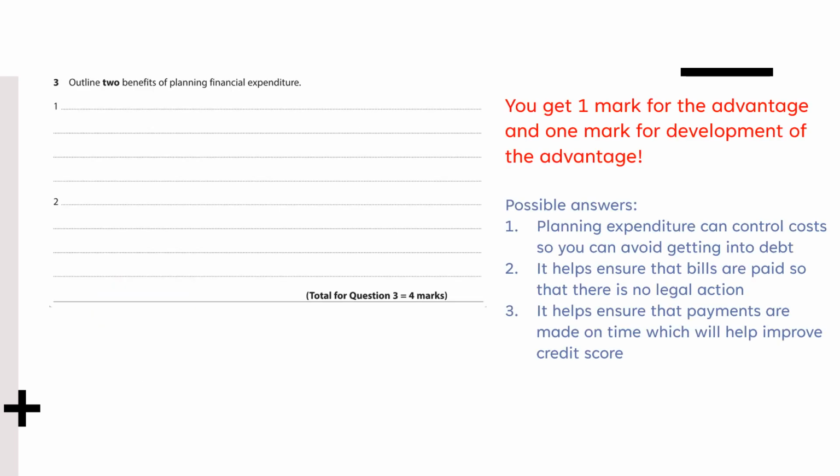Outline 2 benefits of planning financial expenditure. Again, this question is 4 marks. So you would get 1 mark for stating the advantage and then another mark for the development of the advantage. And you'd do the same for the second advantage. Some possible answers are planning expenditure, so you can control cost and avoid getting into debt. It helps ensure that bills are paid so that there is no legal action. And it helps ensure that payments are made on time, which will help improve credit score.